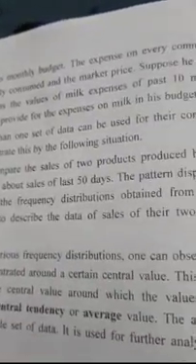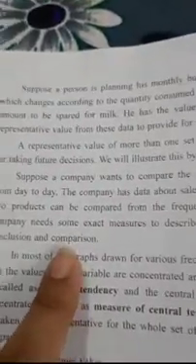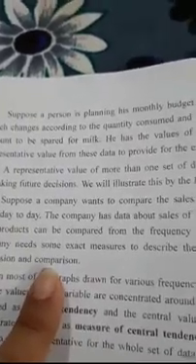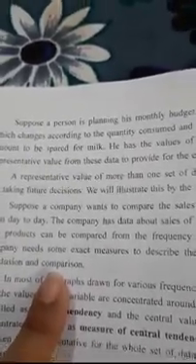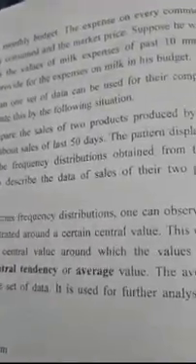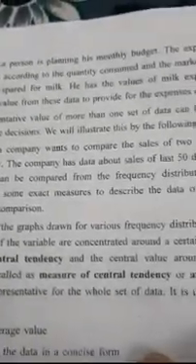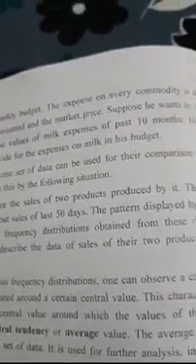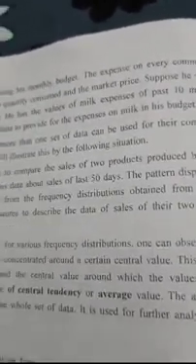But the company needs some exact measure to describe the data of sale of their two products for further conclusion and comparison. Apart from that, he needs a perfect mathematical solution which gives a conclusion, an answer about the particular sale on each day. In most of the graphs drawn for various frequency distributions, one can observe a common pattern, that the values of the variable are concentrated around a certain central value. Certain value means the numbers are moving near one fixed value. Okay, we want to find that particular value.